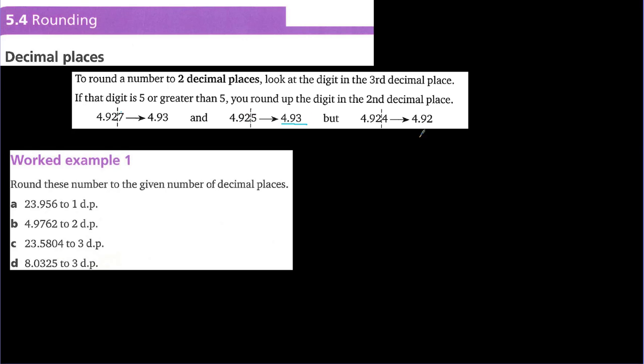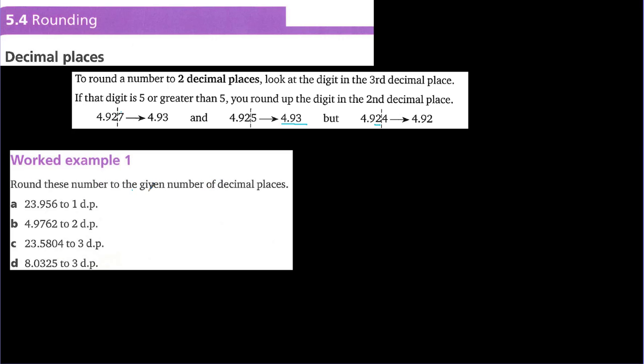So as you see here it is. And the last one, 4.924. This number is less than 5, so it stays the same. You are not going to round up the 2. You leave it like that, cancel the 4, and write 4.92. Okay, here there are some exercises. Let's solve them.